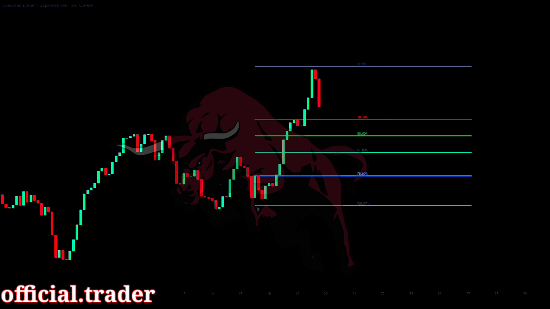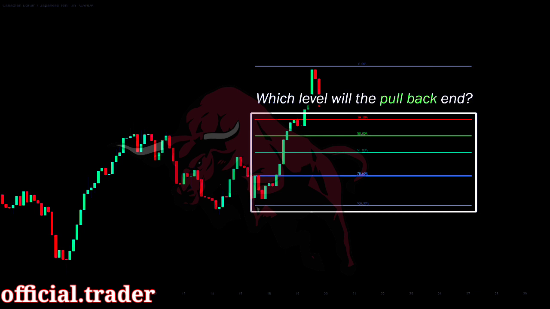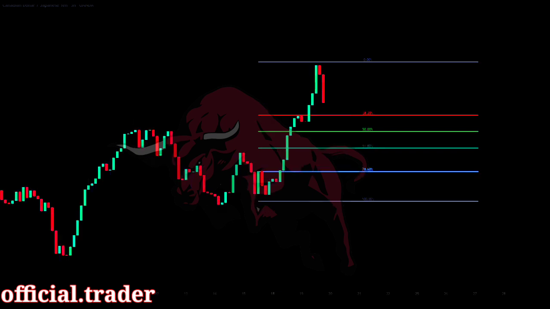So now the question is, how do we know at which level will the pullback end? Well, just like normal support and resistance, you cannot immediately take positions just because price touches one of the levels. You need to wait for confirmation by looking at the price action. Let me show you an example.